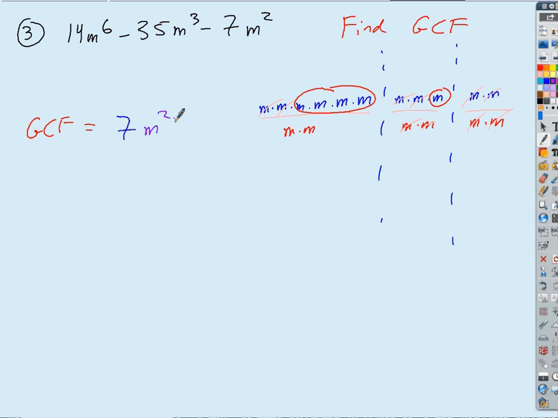But the most I can undistribute or factor out would be an m squared. Okay? And why is that? This is the greatest common factor of this expression because 7m squared is the biggest thing that divides evenly into each term. Right? Okay, so if I wanted to factor this then, what would I get? So that's my greatest common factor. Let's see what actually would be left over.